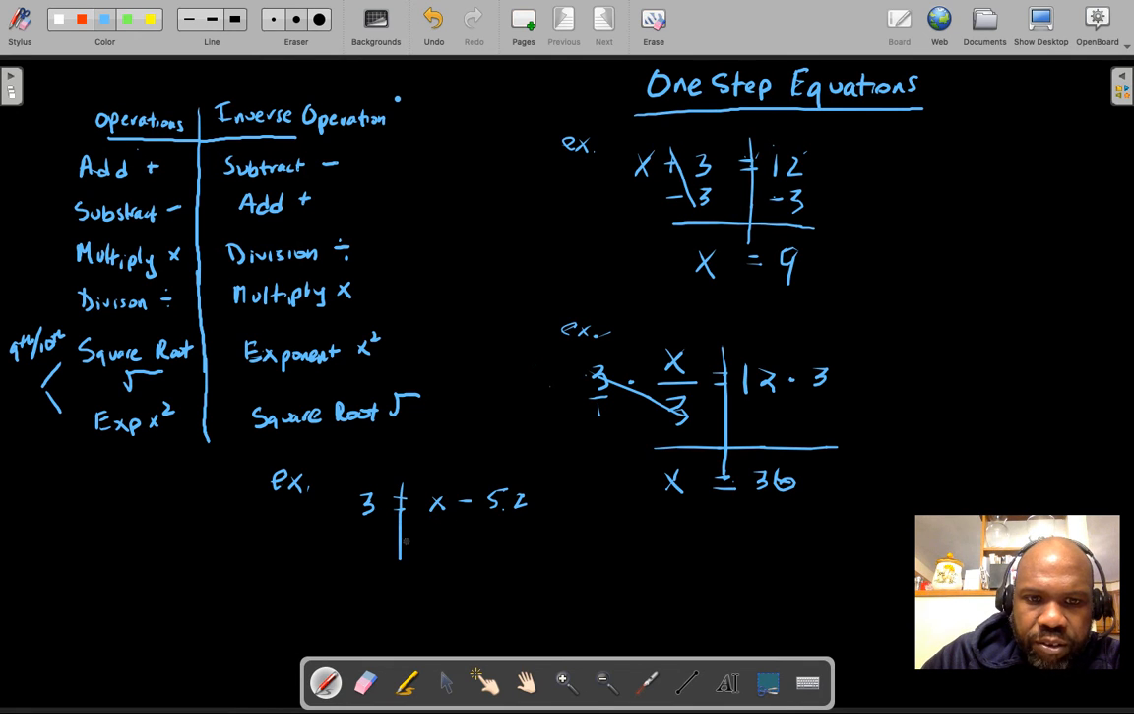Okay, so now, it's kind of messed up. We have it all in different places. Now we have the expression on the right-hand side and the answer on the left. So how do we do that? Okay, nothing changes. Just think about what operation the expression is using. So if you think about it, we have subtract here. So the inverse operation would be add. So again, I just add 5.2 to both sides.